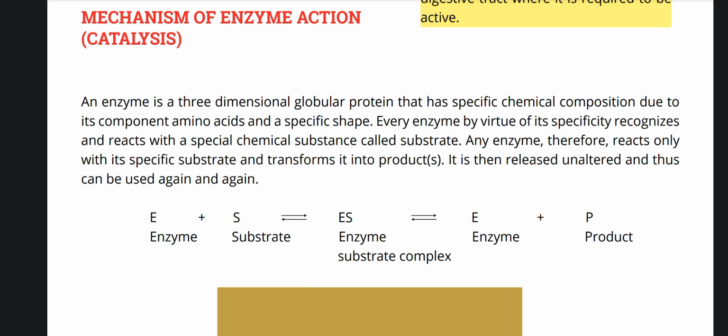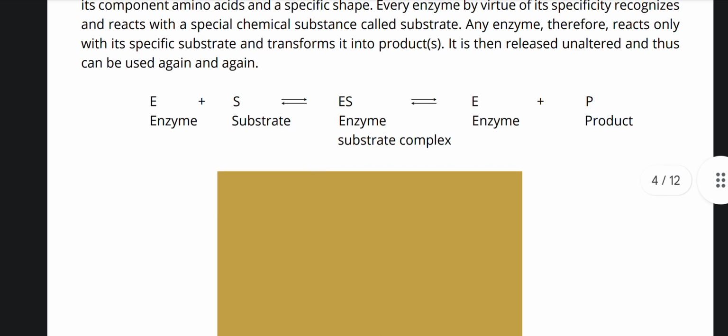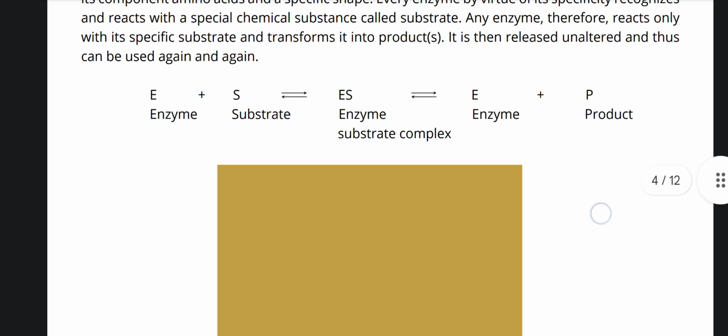It is then released unaltered and thus can be used again and again. Enzyme plus substrate forms enzyme substrate complex, which forms enzyme plus product.